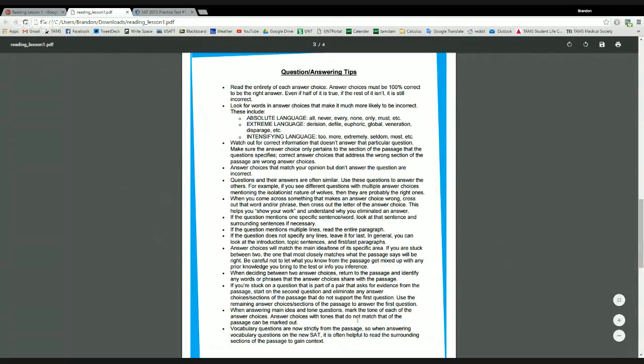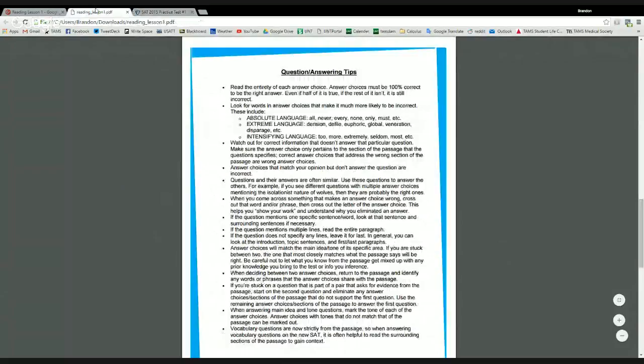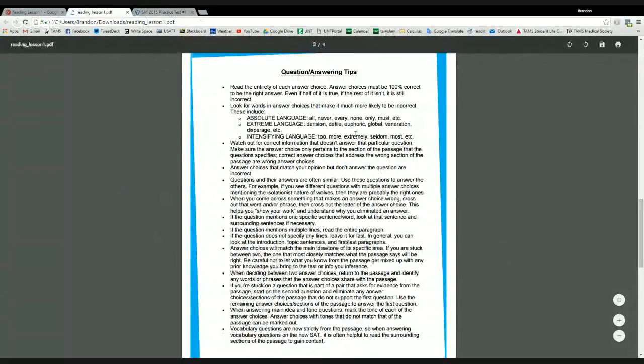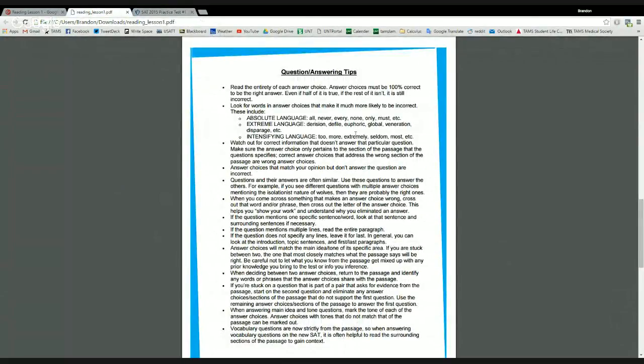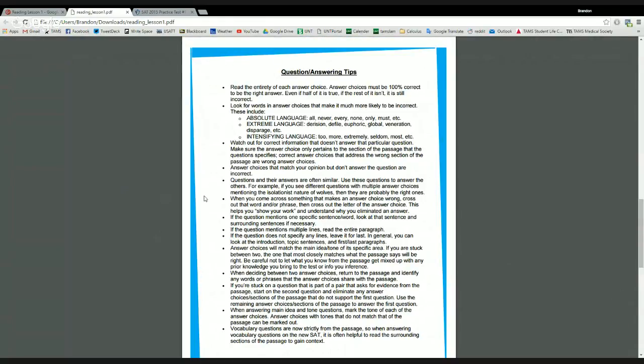When answering main idea and tone questions, mark the tone of each answer choice. Answer choices with a tone that does not match the passage can be marked out. So marking tone would be either positive, negative, or neutral. And after reading the passage, you should be able to get the tone as positive, negative, or neutral. And each answer choice that asks for tone or main idea should match the tone of the passage. So you should be able to use process of elimination to get exactly what you want there.